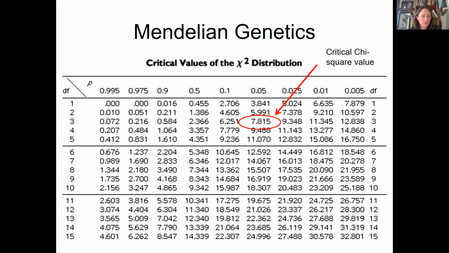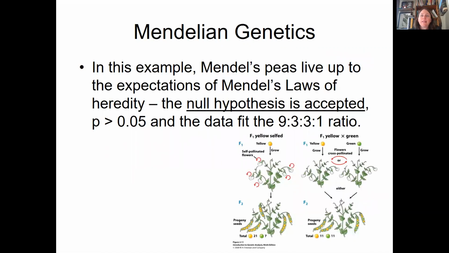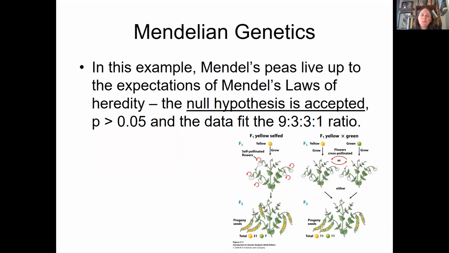And since our value is 0.47, we come nowhere close to that. And so we would not reject the null hypothesis, and we would conclude that these values are actually in the same ratio that we would expect. Okay, so they live up to the expectations of Mendel's laws of heredity. The null hypothesis is accepted, and the data fit this 9 to 3 to 3 to 1 ratio. Okay, so I hope that makes sense.